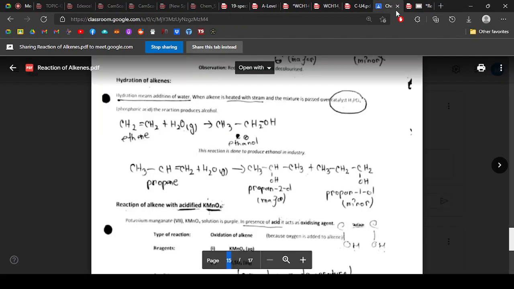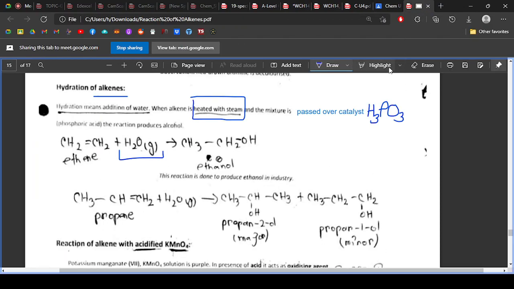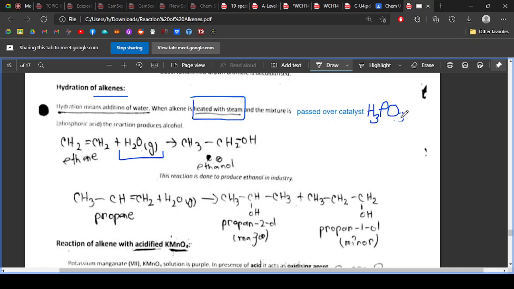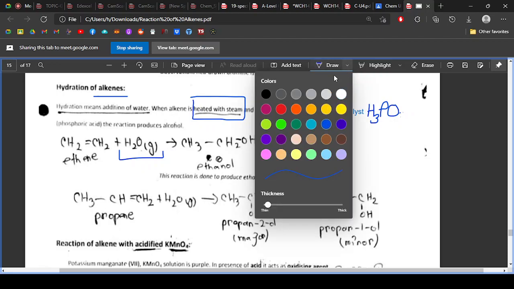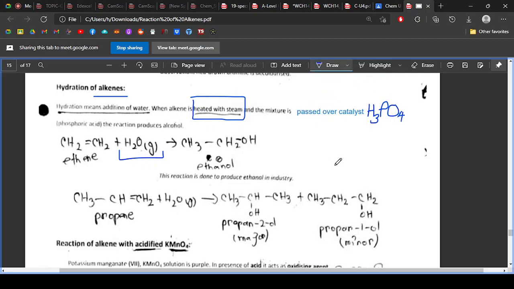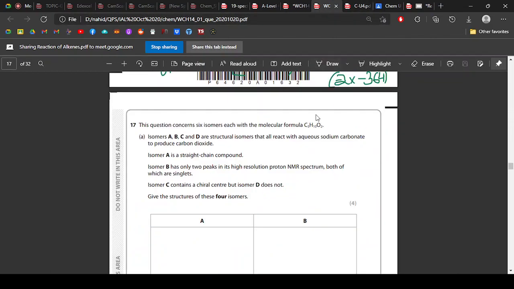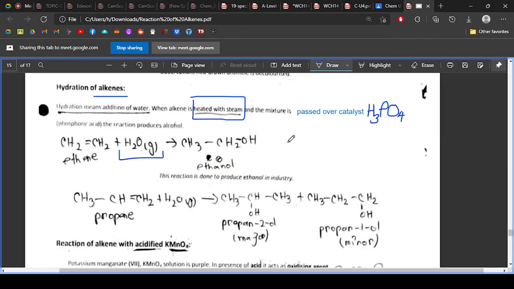But they said H3PO4. Wait. Oh, this is H3PO4, not H3PO3. So what happens here? Alkene turns into alcohol. Not only can it do that, it can also react with alkanes and turn them into alkenes.